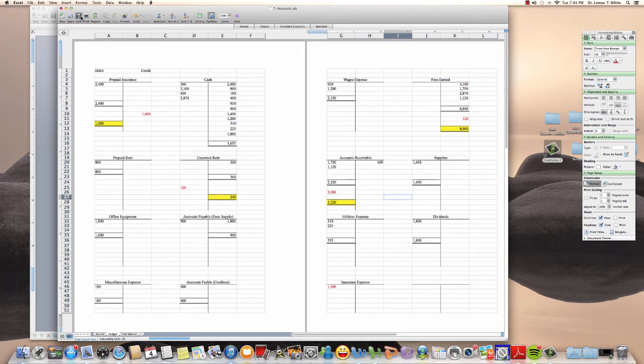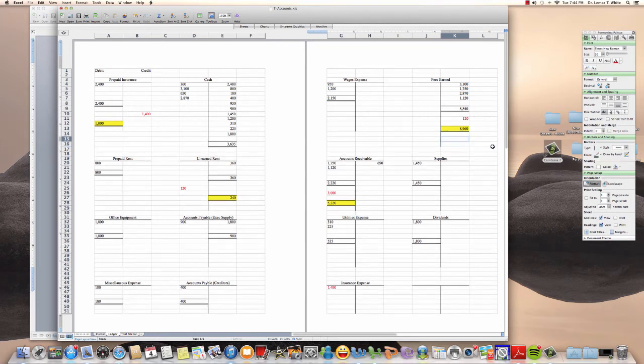Let me just make sure I save this. And then my fees earned account, I've added some more fees, right? So I'm going to go to my fees earned account, and I'm going to put $3,000 here.